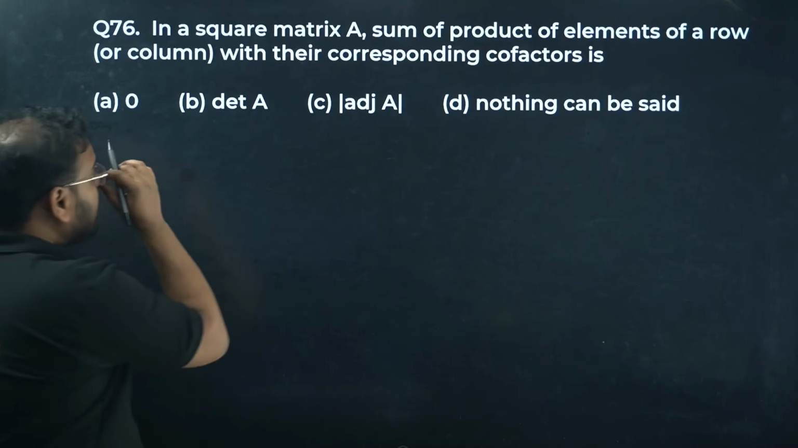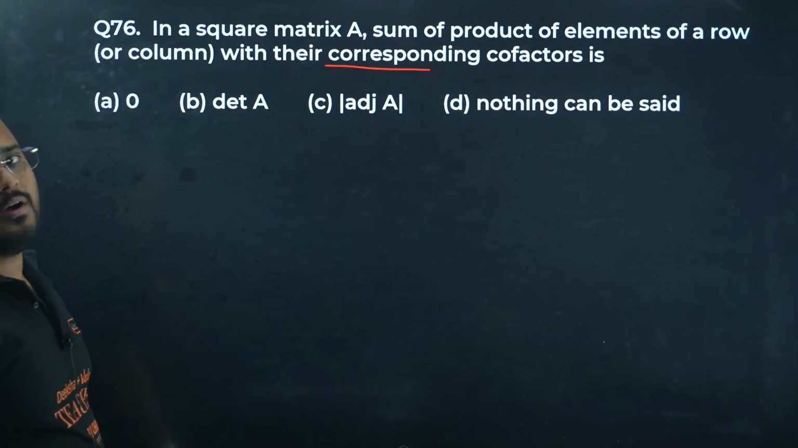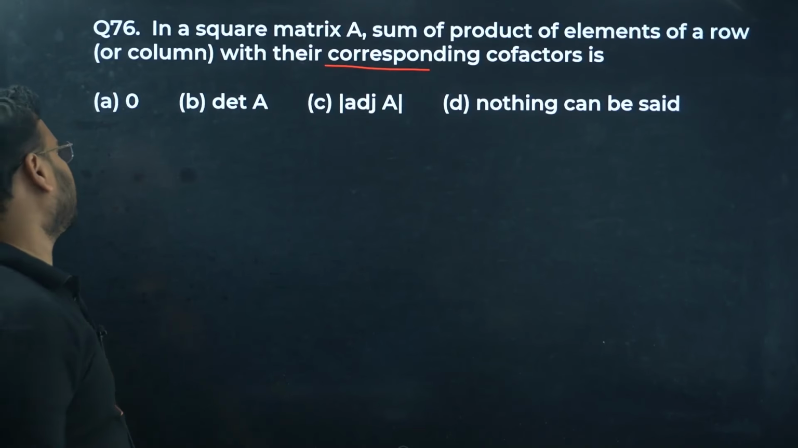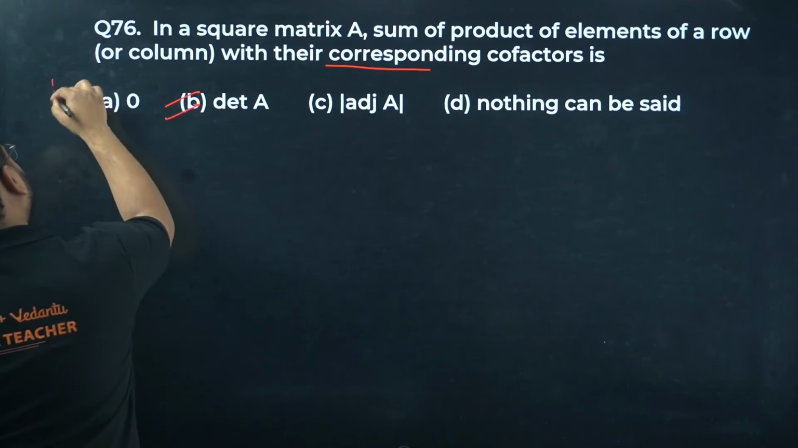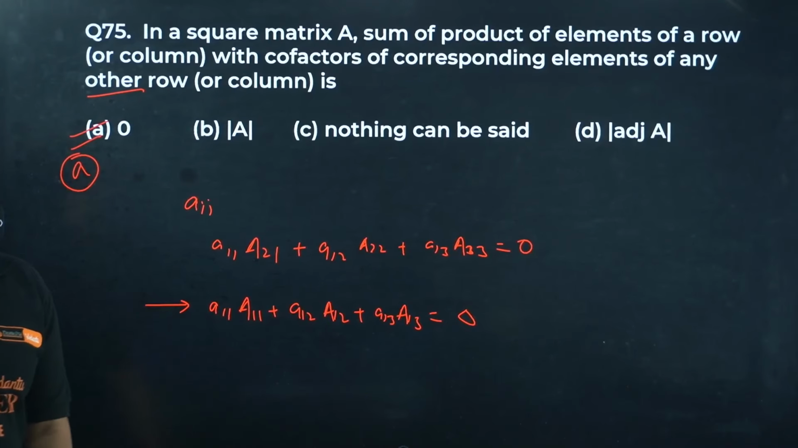Next, in the saying corresponding cofactors, it is not any other row. Same columns or rows cofactor. Answer will be B. This is this case. Please check, guys.